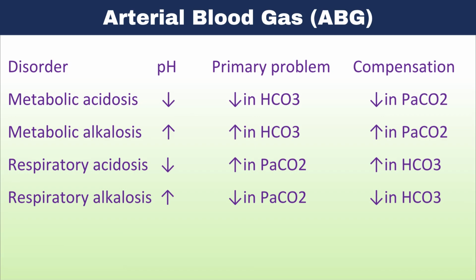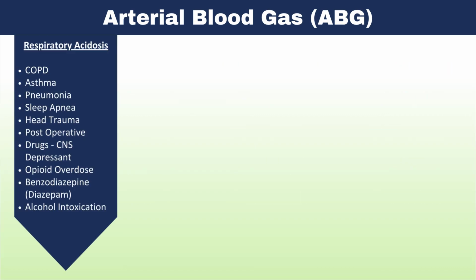In respiratory disorder, the primary problem is with partial pressure of carbon dioxide. Inability to remove excess carbon dioxide from the blood and the lungs is called respiratory acidosis. Excess carbon dioxide exhalation from the lungs and reduced carbon dioxide tension in the blood causes respiratory alkalosis. Now we will see the causes of respiratory acidosis.